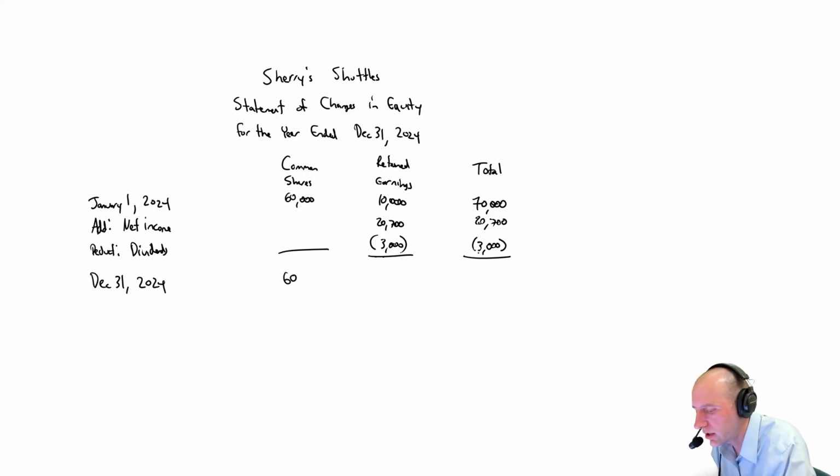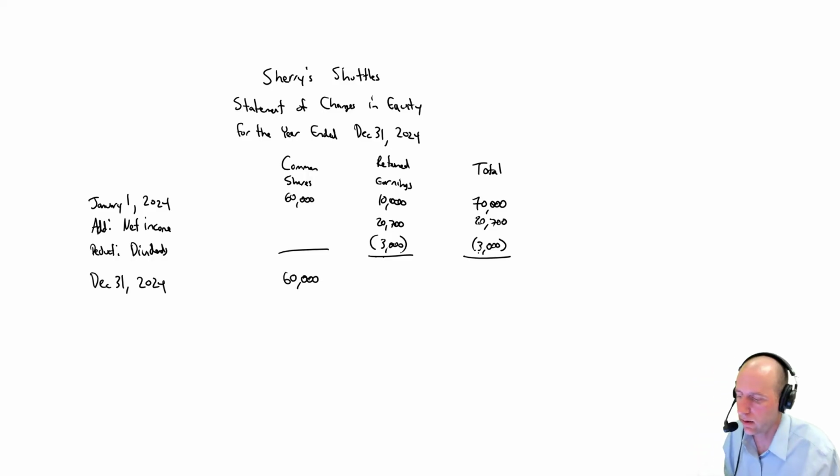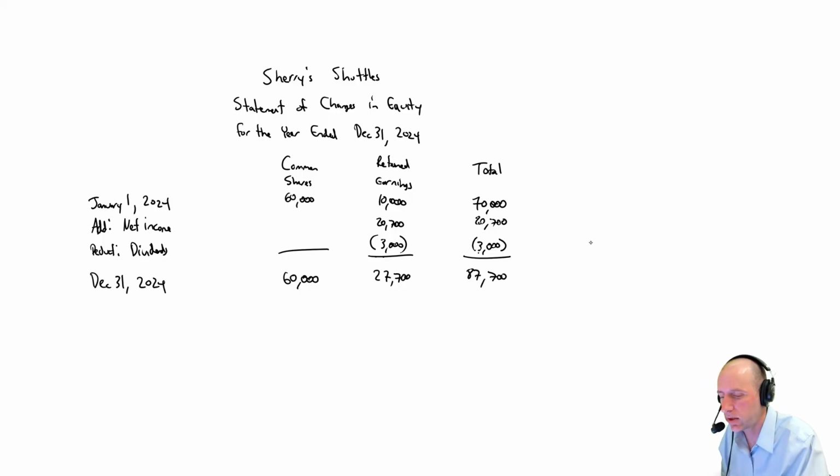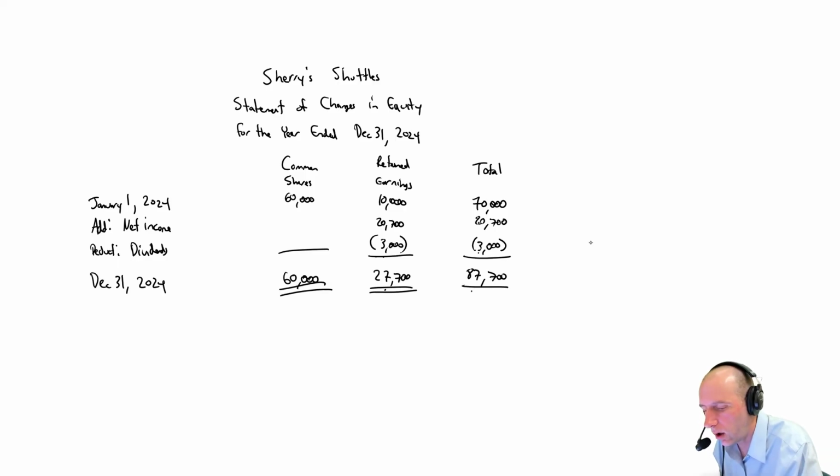Our common shares didn't change. They started at 60. There was no shares issued or repurchased. They end at 60. Our retained earnings was 10,000 plus 20, so 30,700. We took away $3,000 in dividends, leaving us 27,700. And our total here, 87,700. And you can get that total by adding down, so 70 plus 20 minus 3, or adding across 60 plus 27 is 87. Double underlines under all three lines.